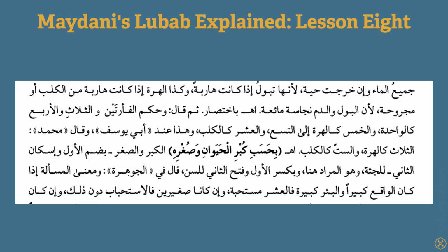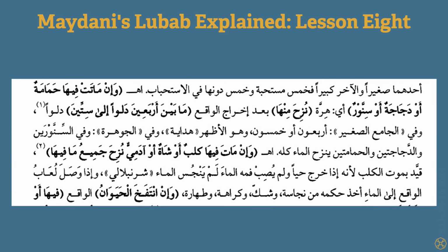قال في الجوهرة ومعنى المسألة إذا كان الواقع كبيرا والبئر كبيرة فالعشر مستحبة وإن كانا صغيرين فالاستحباب دون ذلك, right? So the bigger the thing, the larger the mustahab figure, the second figure. So 20 is wajib, 30 is mustahab. So the larger it is, the more it's going to be like that. وإن كان أحدهما صغيرا والآخر كبيرا فخمس مستحبة وخمس دونها في الاستحباب, right? So if one of them is bigger, the animal, and the well is smaller, then 5 is mustahab, and another 5, a smaller 5.